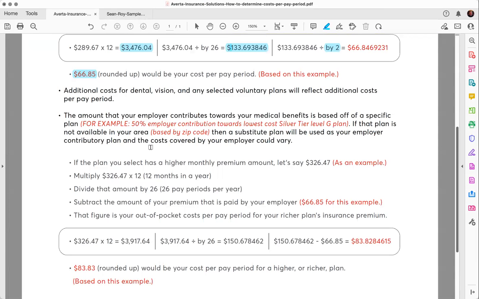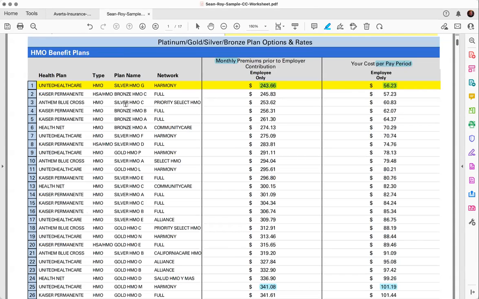If that plan is not available in your area, which is based on a zip code, then a substitute plan will be used as your employer contributory plan, and the cost covered by your employer could vary. So that means if you live up north, let's just say Sacramento, and your employer is down here in Southern California, the plan that's available in Southern California may not be available in Northern California or anywhere else throughout California for that matter. So that means on your worksheet, you might see this plan, for example, as your highlighted plan. And that means that is the cost the employer pays half of and you pay the other half, okay? So that's what that's all about.